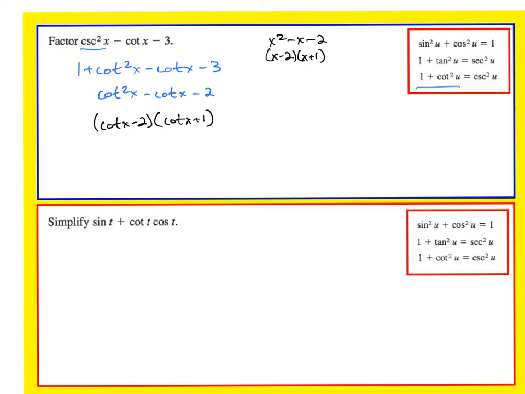So now I need to simplify sine t plus cotangent t cosine t. All right. Honestly, guys, t is not my favorite variable. T looks like a plus sign to me. However, it's used all the time. So you're not getting away from it.